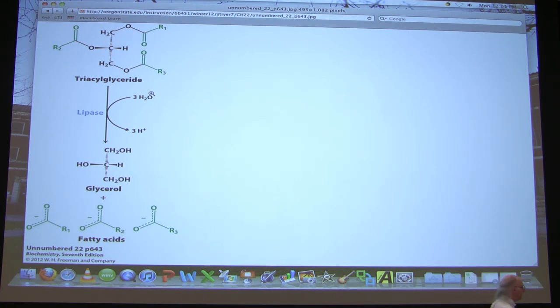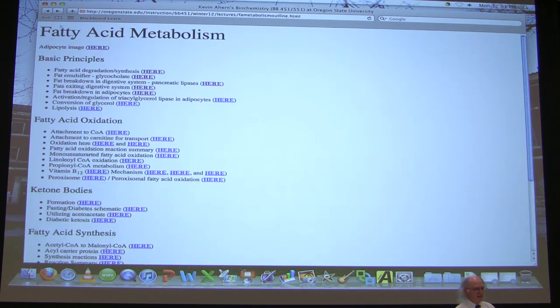What you see on the screen is a depiction of the breakdown process for a fat, and that involves using a lipase. A lipase, right here, cleaves each fatty acid off of the glycerol backbone, leaving glycerol plus 3 fatty acids. I told you that lipases can be extracellular, and lipases can be intracellular, and what I'm going to focus on today are all things that are happening inside of the cell. So everything I'll be talking about today will be happening inside of the cell.